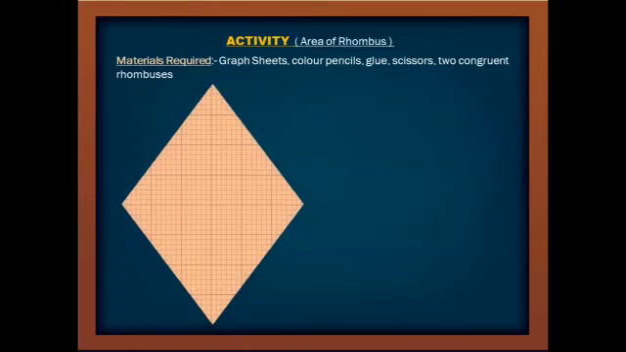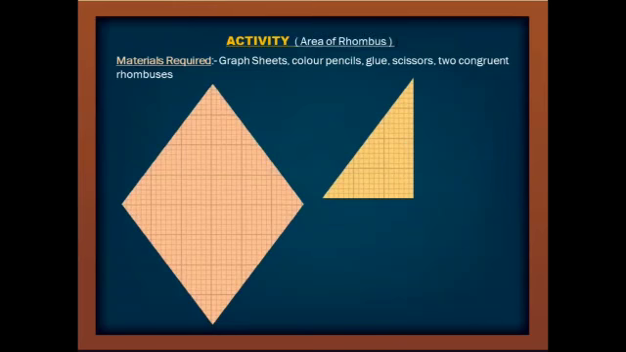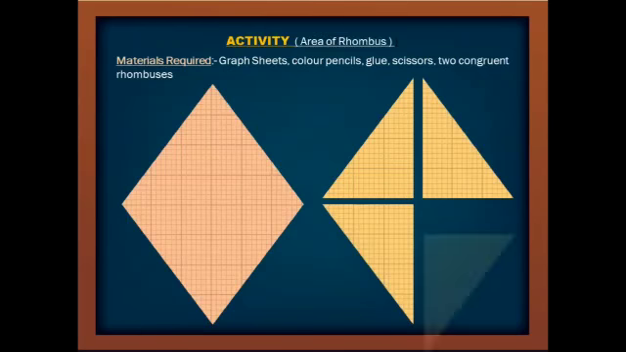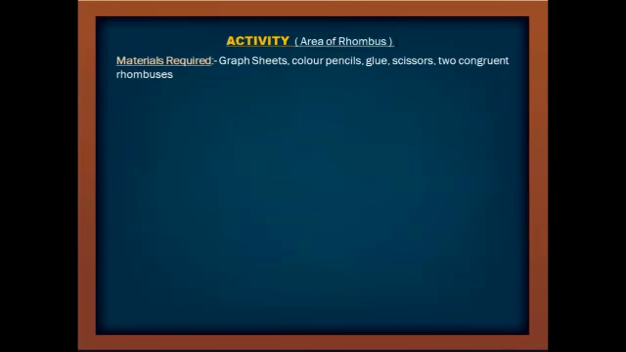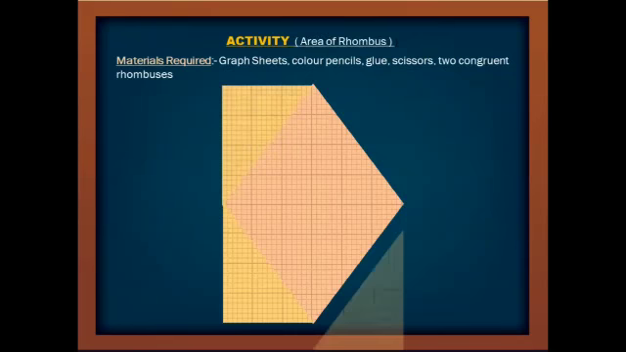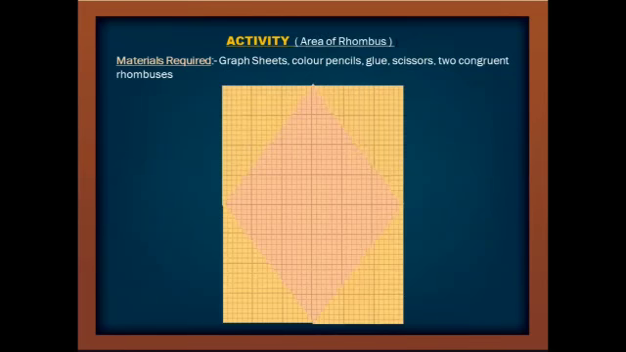Stick one rhombus in your classwork and cut the other rhombus into 4 parts along its diagonals. We know that diagonals are perpendicular to each other. Therefore, we will get 4 congruent right angle triangles. Now arrange these 4 congruent right angle triangles in such a way that you get a rectangle, and mark its diagonals.